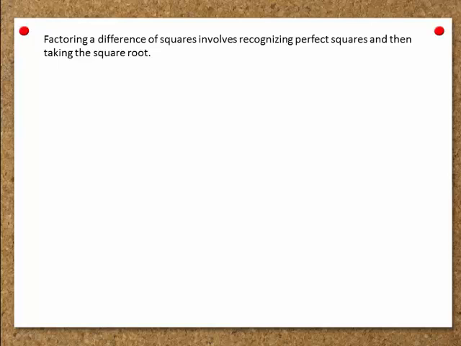Factoring the difference of squares involves recognizing perfect squares and then taking the square root. So here are the steps. We have a difference of squares. First, you factor out a GCF. Actually, we'll do a step 0.